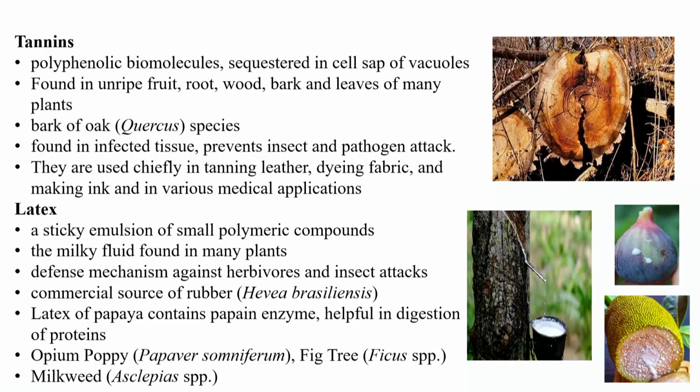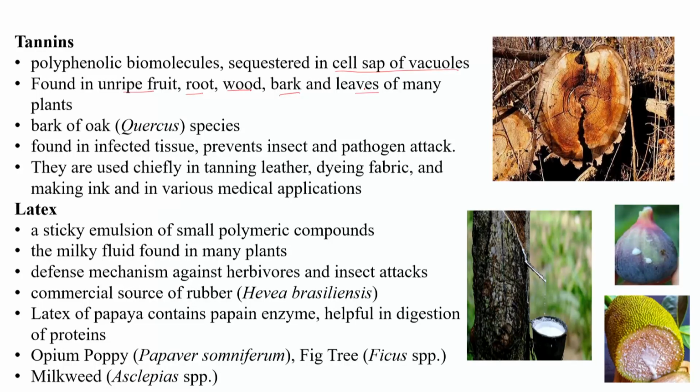Now tannins are also a very important group of compounds which are excreted from the plant cells. They are polyphenolic compounds. They are very large biomolecules made up of multiple phenolic groups attached together, and they are present in the cell sap of vacuoles. Now vacuoles, we all know, are an organelle which accumulates waste. So those toxic substances accumulate in the vacuole. These tannins are found in unripe fruit, roots of many plants, in wood. Okay, a plant having very thick wood from which commercial wood is also obtained, then bark and leaves of the plant.